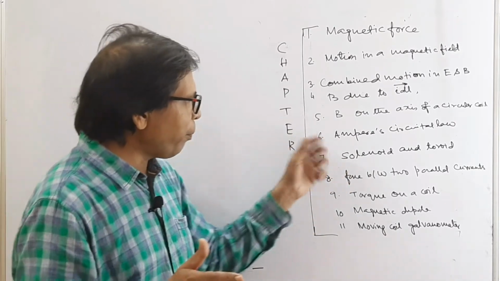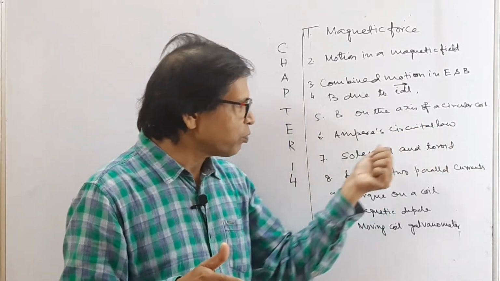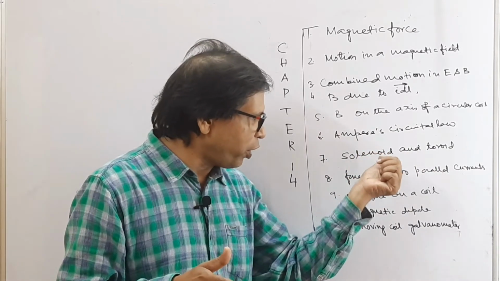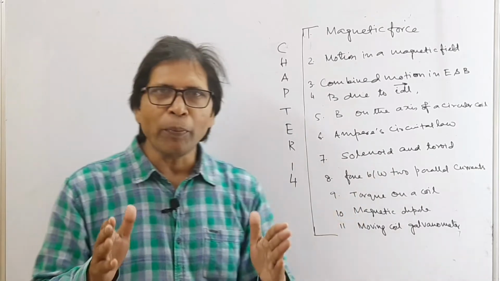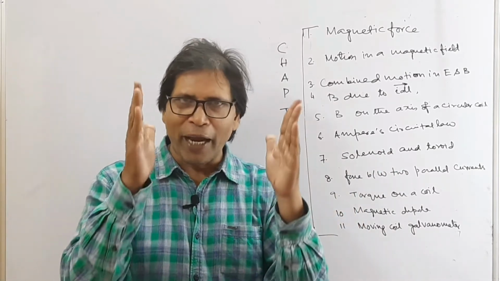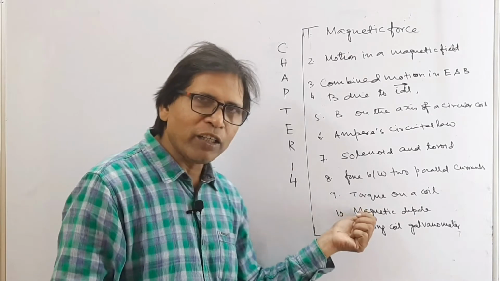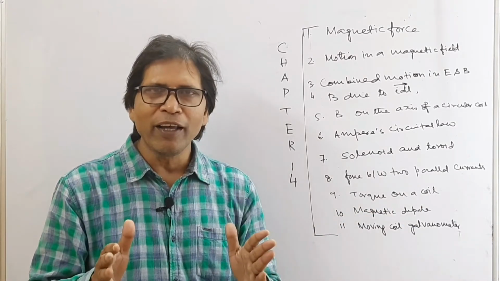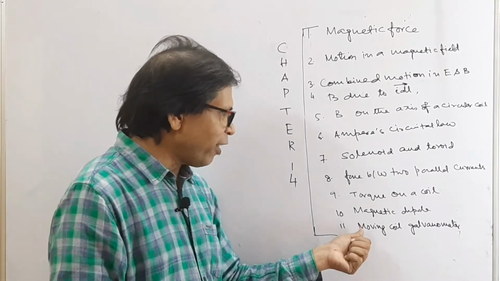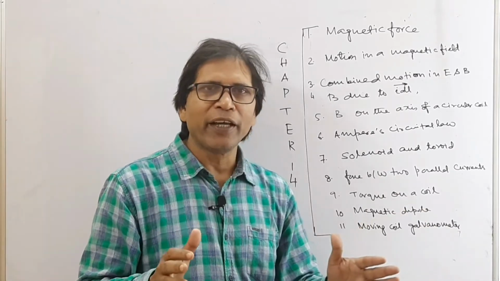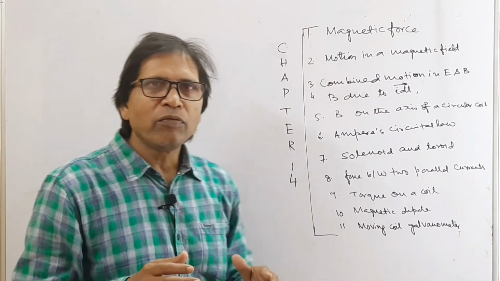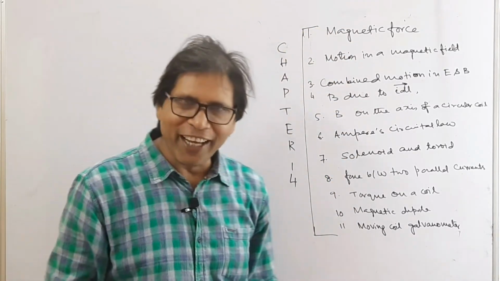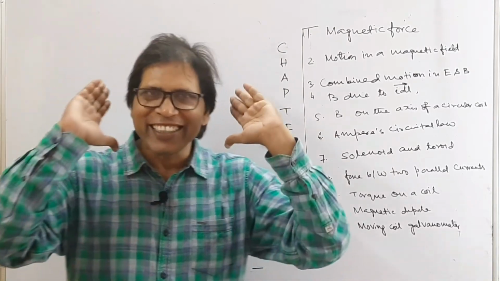Then Ampere's circuital law, magnetic field due to toroid and solenoid, force of interaction between two parallel currents, torque acting on a coil, magnetic dipole, and finally the moving coil galvanometer, and numericals from NCERT on above topics. Okay, so let's start.